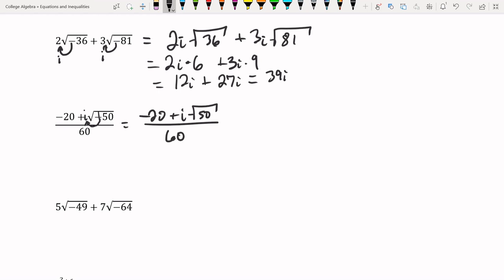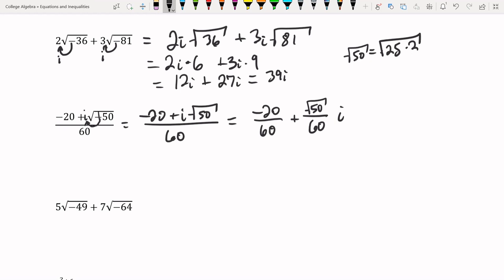And we can do a couple of things here. We're going to want to break this fraction up over each individual part. I'm going to write it like this instead, just to keep the idea of the a plus bi form. And we need to simplify. Root 50 is 25 times 2, and the reason I'm writing it this way is because 25 is a perfect square.